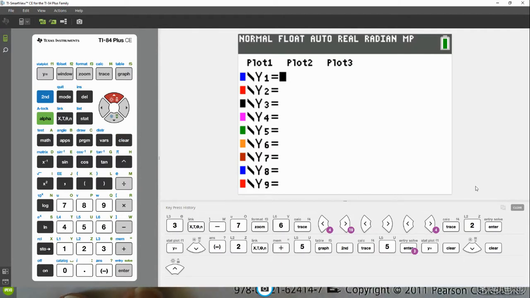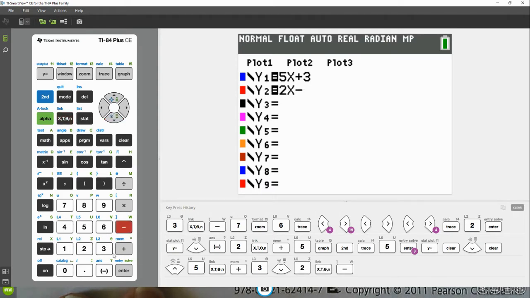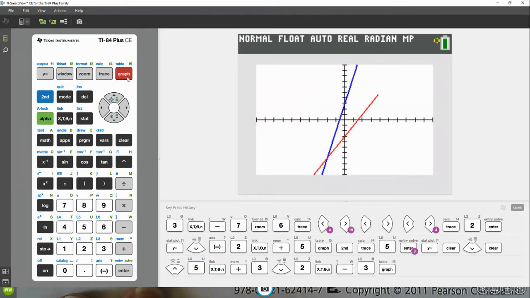So the first one was already in the proper form. We had 5x plus 3. Our second equation was 2x minus 3. Okay, so there's our 2. I'm going to hit graph. There's my 2 lines. Okay, and so from here you could do a quick sketch of your lines.